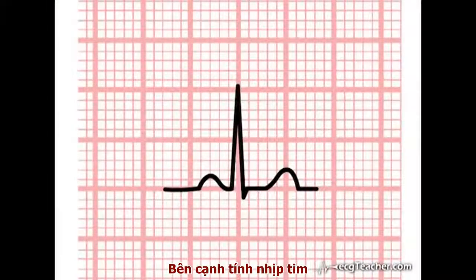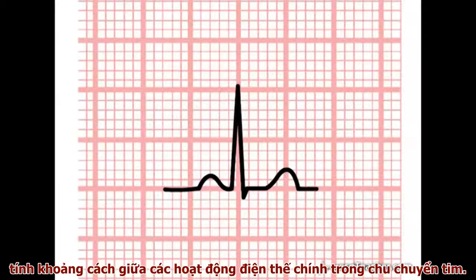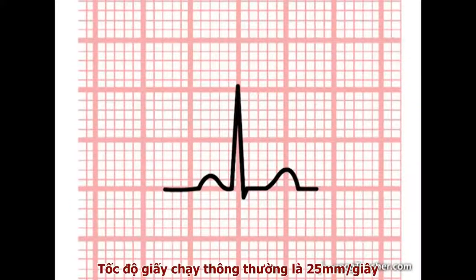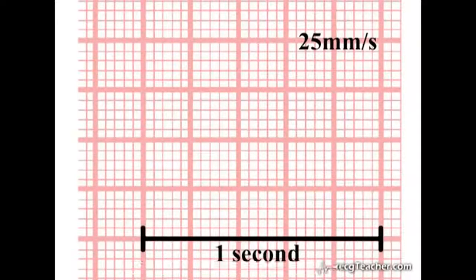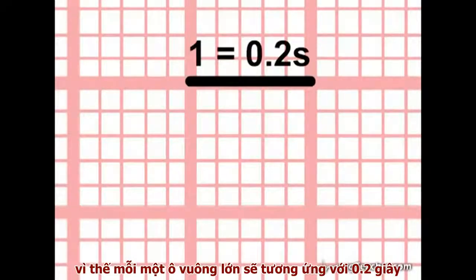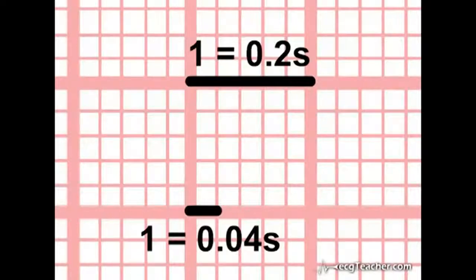In addition to calculating heart rate, the fact that distance on the ECG paper equates to time allows us to use the readout to time the duration of the major events of the cardiac cycle. We've seen that at a standard recording speed of 25 mm per second, 5 large squares corresponds to 1 second. Therefore, 1 large square corresponds to 1/5 of a second, and 1 small square to 0.04 seconds.